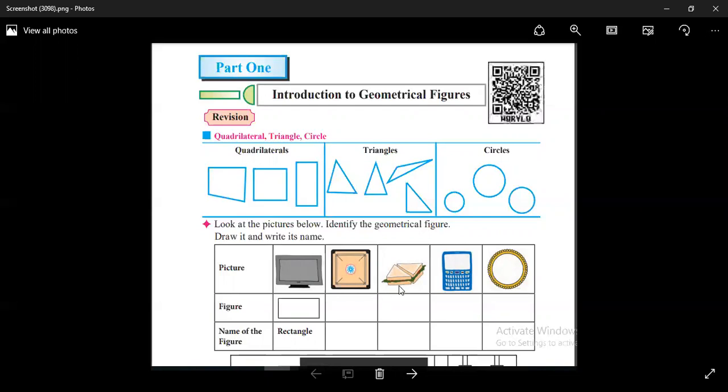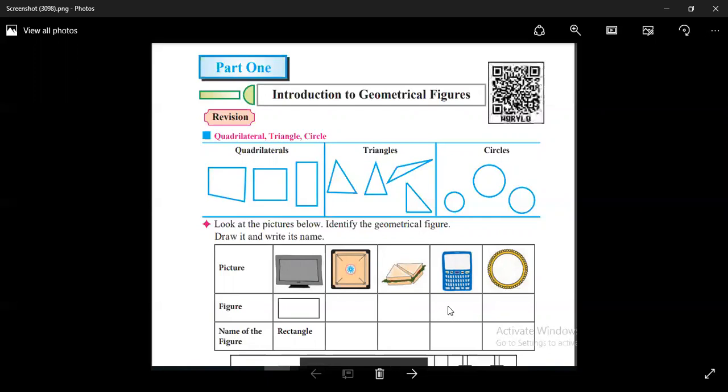Now here this is the figure of a triangle, two triangles joined together. So what you can say, this is a square with a diagonal. So you can say here the figure is triangle and the name of the figure is triangle.